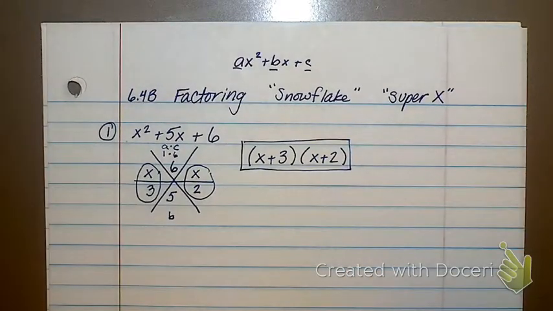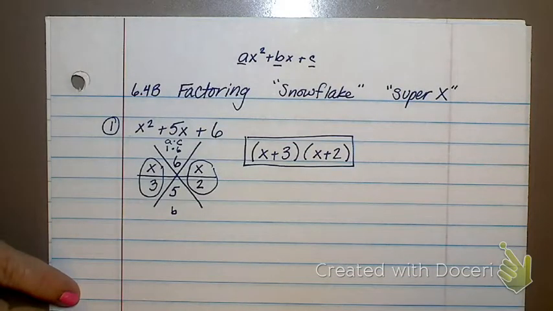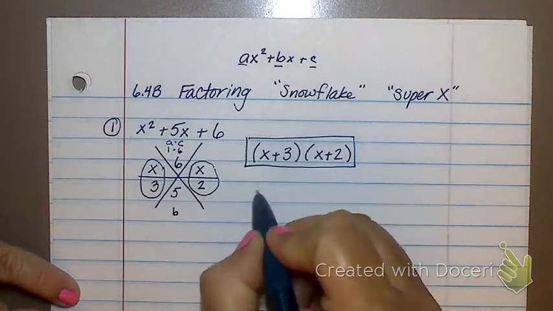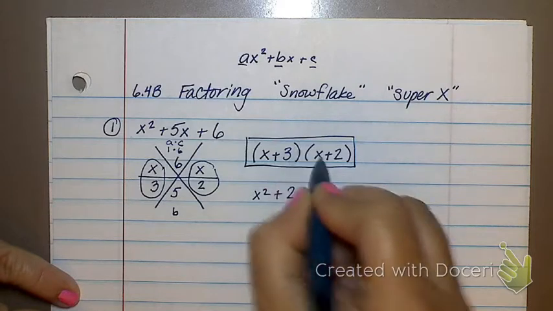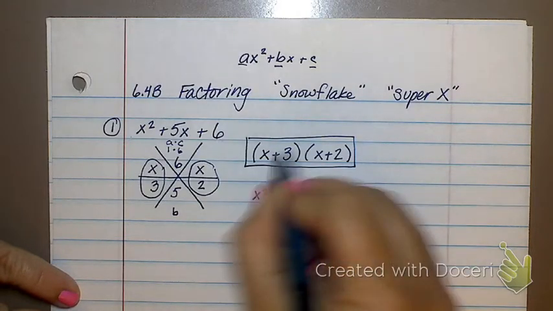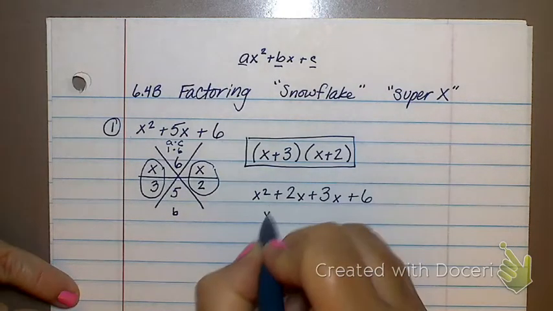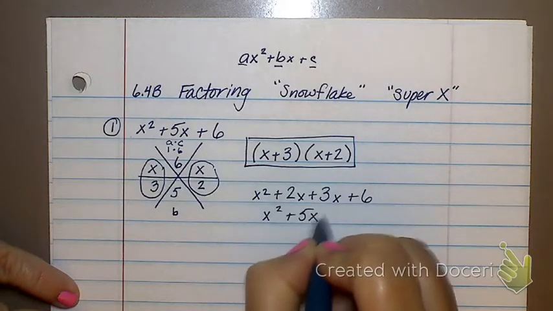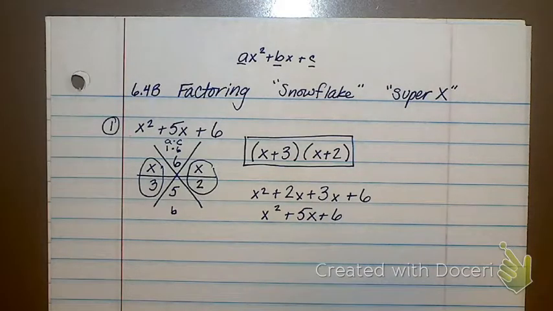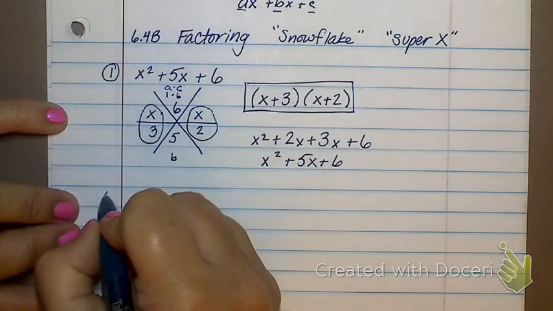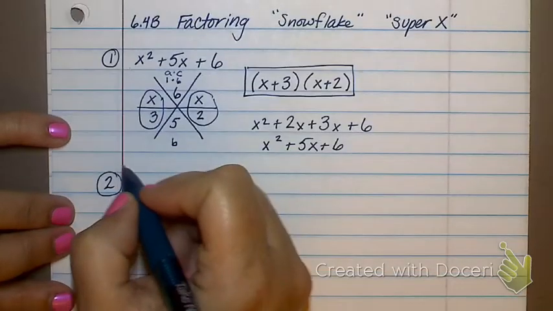Can I check to make sure my answer is correct? Yes. How do I do that? You would just multiply it. X times x is x squared. X times 2 is 2x. 3 times x is 3x. And 3 times 2 is 6. And when I combine like terms, did I get the original problem? Yes, so my answer is correct. Remember, we're just unmultiplying here. Okay? Yay, I'm so glad this is the same as your super x. That's going to make life easier.